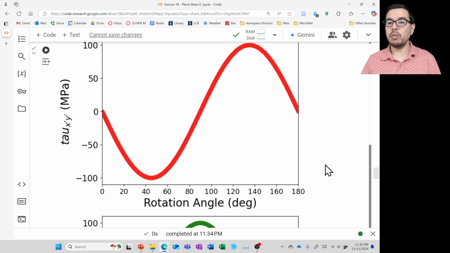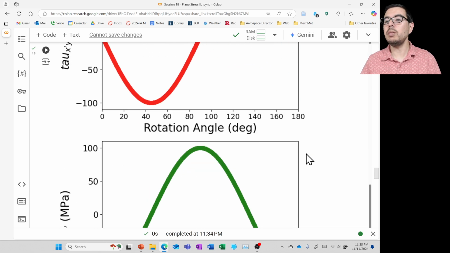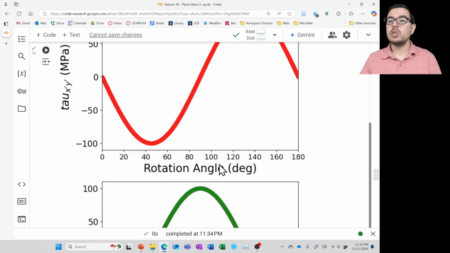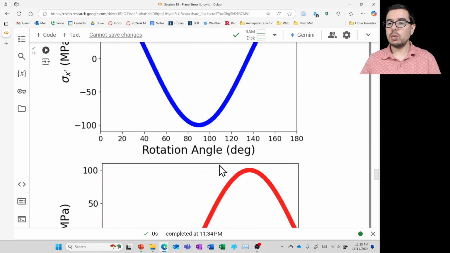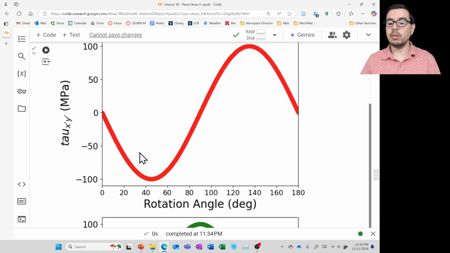We have a plot for tau x prime y prime. It starts at 0. That's a good sign. That's what we put into our problem. And we see that sigma y prime is minus 100 megapascals, and that's a good sign too. That's what we were predicting. We also see that tau x prime y prime goes negative at 45 degrees, and it looks like it might be maxing or minimizing, however you want to say it.